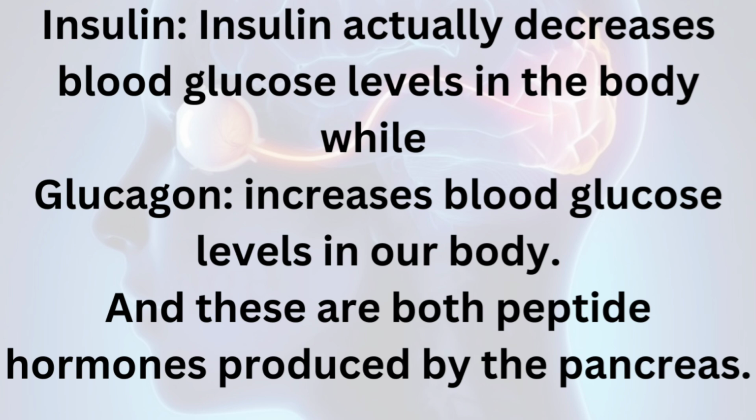The last hormones we will be talking about are insulin and glucagon. Insulin decreases blood glucose levels in the body, while glucagon increases blood glucose levels in our body. And these are both peptide hormones produced by the pancreas.